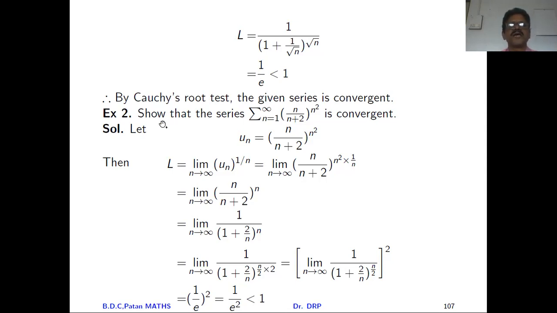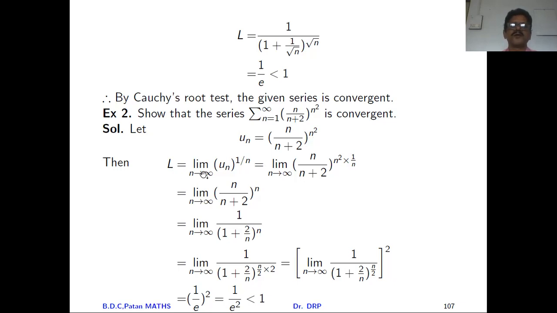Now I will proceed towards another example. Show that the series summation n runs from 1 to infinity, (n upon n plus 2) raised to n square, is convergent. So friends, you remember, if here un is given in the powers of n, then in that case you use Cauchy's root test. So first we will consider un equal to (n upon n plus 2) raised to n square.